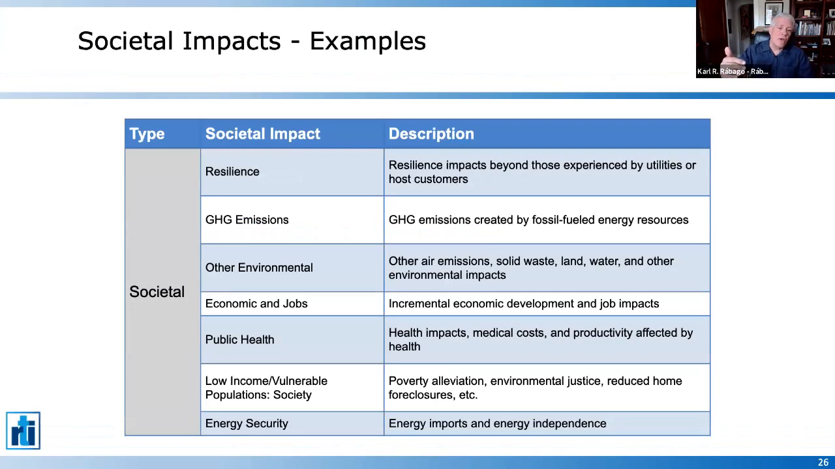It builds on the other impacts that we assess, but it also can allow us to get into areas of resilience from a societal perspective. Greenhouse gas emissions, from a societal perspective. I could say from a societal perspective for all of these. This raises a point we're going to get to later on: if we account for some of these impacts at the utility level or from the host customer perspective, and we also want to account for them more broadly from all of society's perspective, we'll have to be on the lookout not to double count a cost or a benefit. More on that to come.